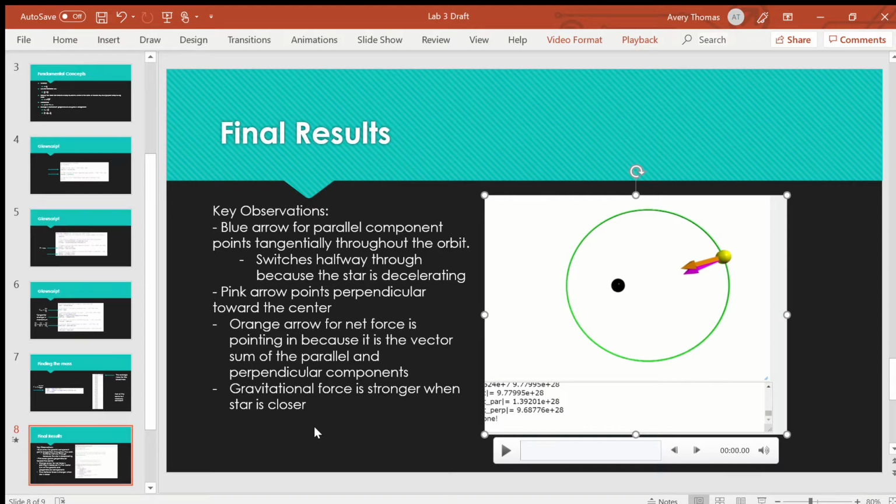The last force is the net force in orange, which is the combination of the parallel and perpendicular components of the force. Therefore, it falls in between these two arrows and points toward the black hole, maintaining the oval-shaped orbit of the star. Overall, I found that the star accelerated for the first half of the orbit, but began decelerating after reaching its closest point to the black hole. This means that the closer it was to the black hole, the stronger the gravitational force was, causing the object to accelerate and have a positive change in momentum.